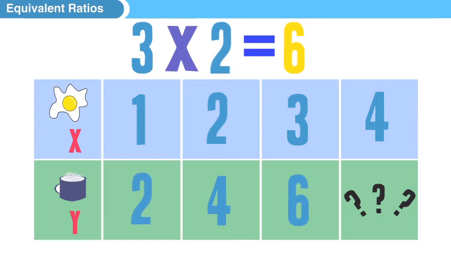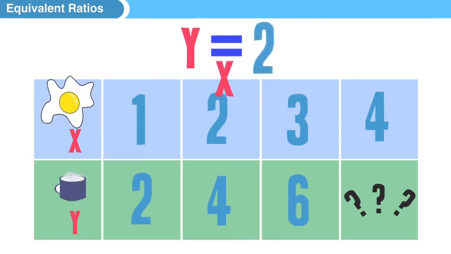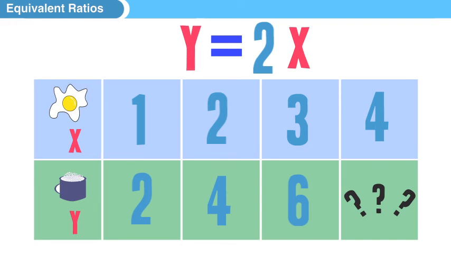Let's write a rule that describes the pattern we just saw. The number of cups of rice, y, equals 2 times the number of eggs, x. y is equal to 2x. Once we have a rule, we find the missing value in the table simply by substituting in our known value.